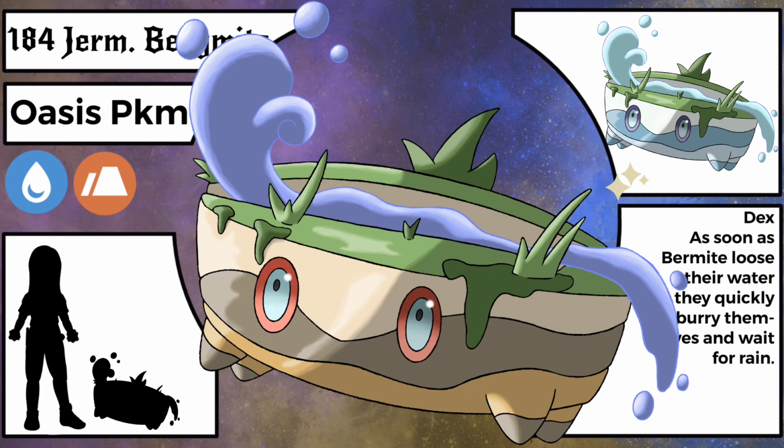And here it is, Jermanzburg Bergmite, a water and ground type. They can be found in the rainforest area of the Jermanzburg region, which is the ideal habitat for them to make sure they don't run out of water. I personally think it turned out pretty adorable, but please let me know your opinions in the comments.